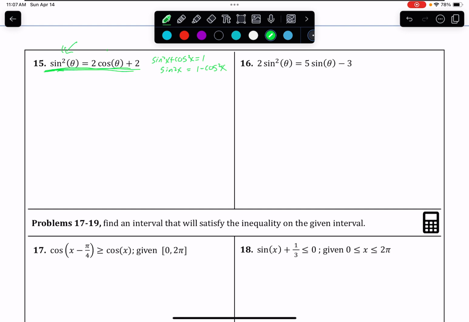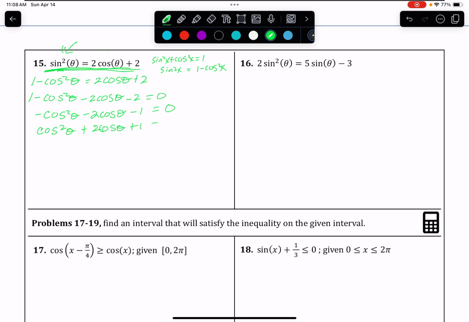So I'm going to rewrite sine squared theta as 1 minus cosine squared theta, equals 2 cosine theta plus 2. Now let's get everything on the same side. 1 minus cosine squared theta minus 2 cosine theta minus 2 equals 0. So I would have negative cosine squared theta minus 2 cosine theta, and then 1 minus 2 would be minus 1 equals 0. Well, we have everything negative, so let's turn it over to the other side. So cosine squared theta plus 2 cosine theta plus 1 equals 0.